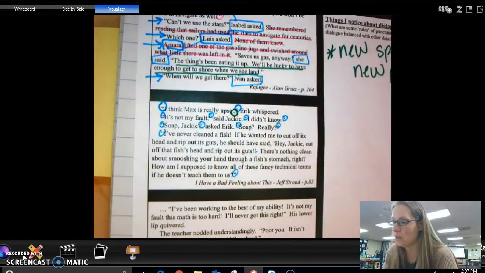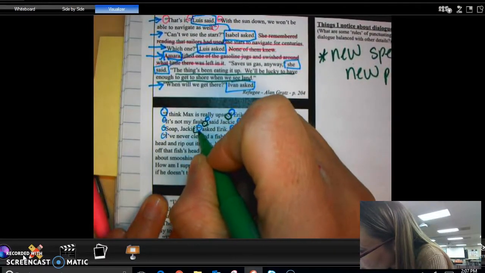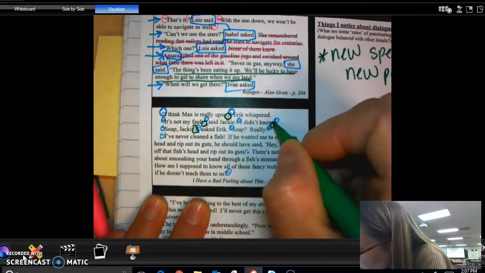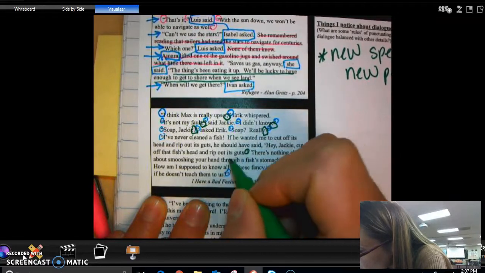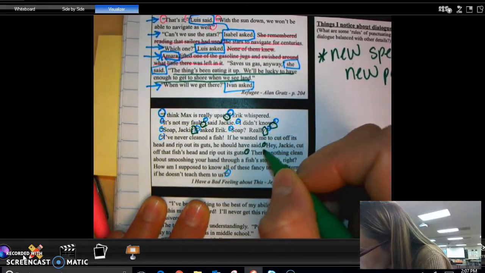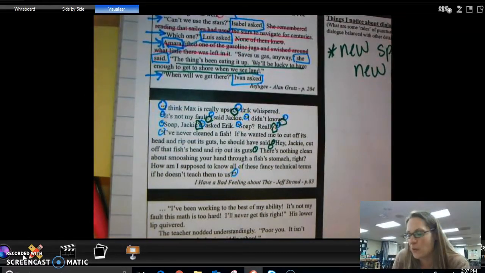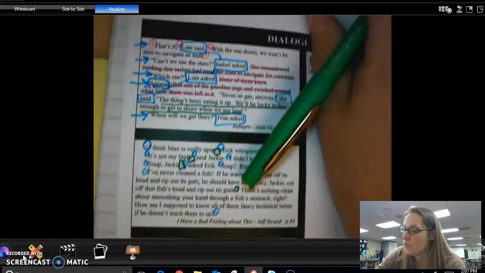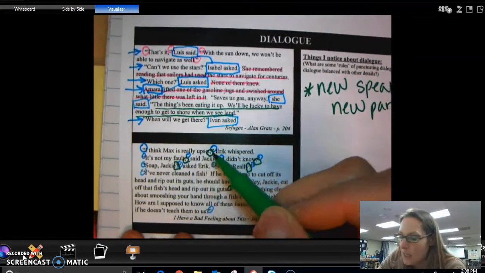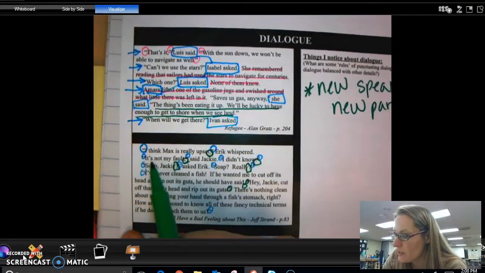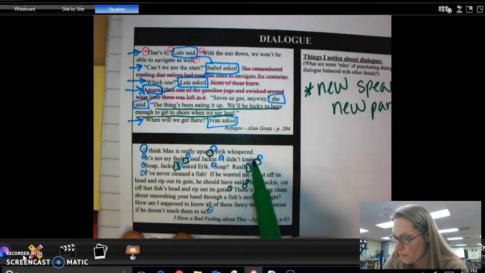And now I'm going to go within the blue and see what punctuation I have. I've got a comma here. I've got a question mark here. I've got a period here. Another question mark. I got some individual quotation marks and some commas. Okay. The big fancy part that we're going to be taking a look at is actually going to be the punctuation mark that is directly before your ending quotation mark. So here it says, "I think Max is really upset," comma, end quotation marks, Eric whispered.